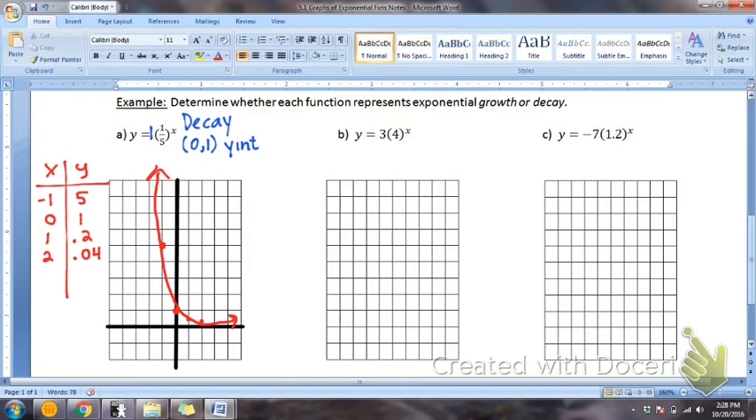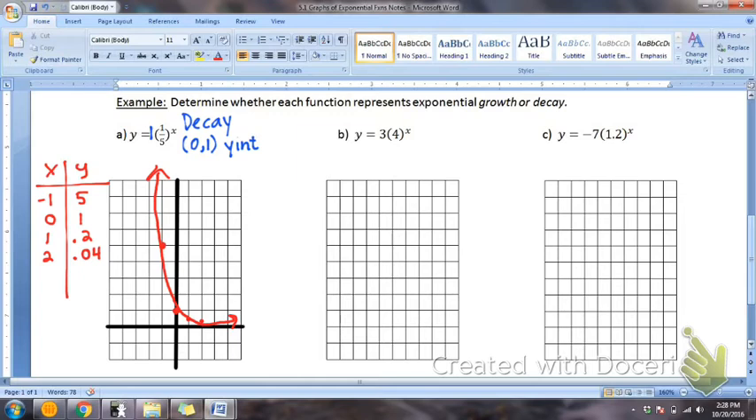And this would be finished. Does anyone have any questions about example A? Okay, let's try example B.